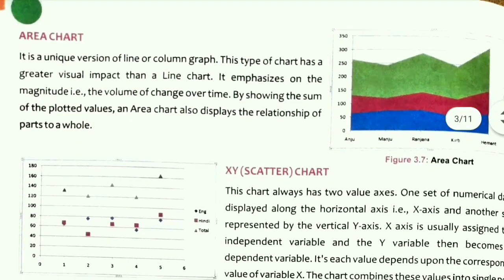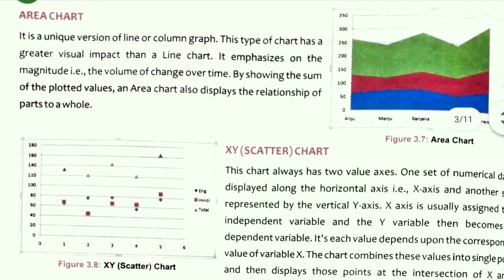Now next is area chart. Area chart is unique version of line or column graph. This type of chart has a greater visual impact than a line chart. It emphasizes on the magnitude, that is the volume of change over time, by showing the sum of the plotted values. An area chart also displays the relationship of parts to a whole.